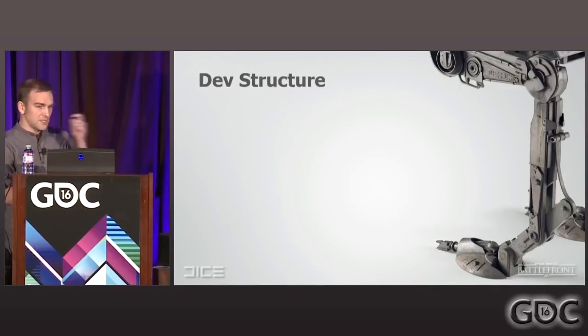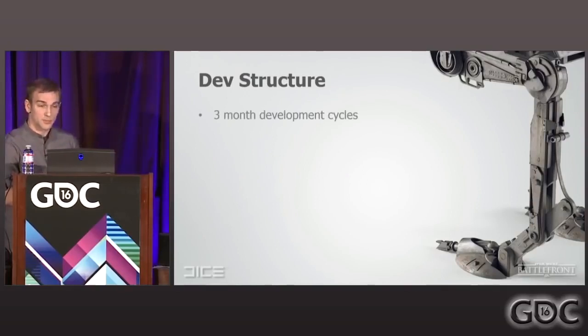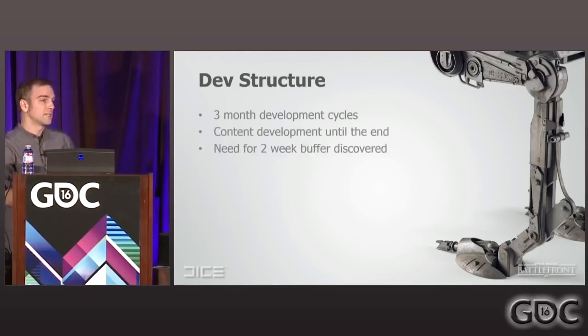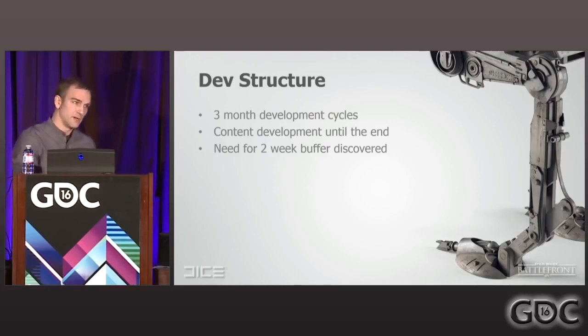Because this is GDC, I thought we'd super quickly go over what our development structure was. We had 3-month dev cycles with milestones at the end of those 3 months. We would do content development up until the very last day. That made us realize that we really needed a 2-week buffer after that, because it created quite a bit of traffic jam, so we put a 2-week buffer between these 3-month development cycles. During that buffer, we would have an approval lock where you would need a producer or a DD or director to approve your check-in. And during that time, we would be stabilizing the build. So that was our basic process.